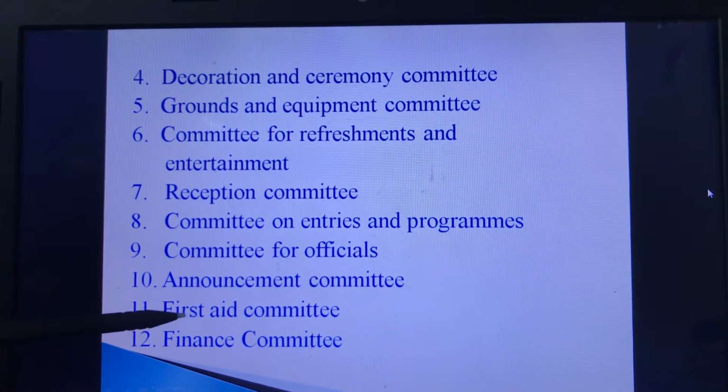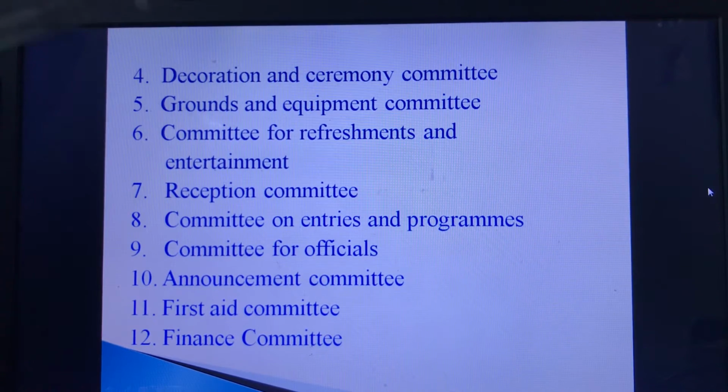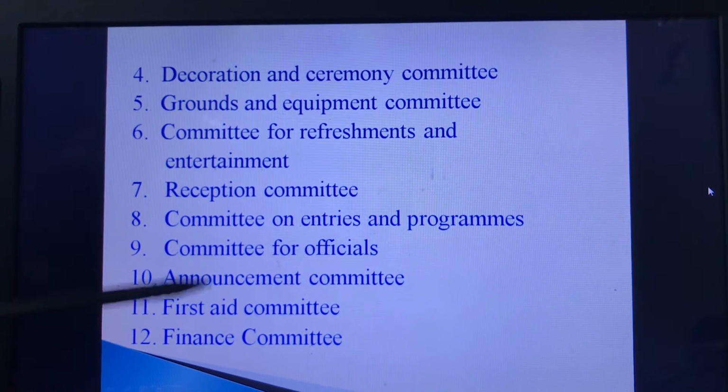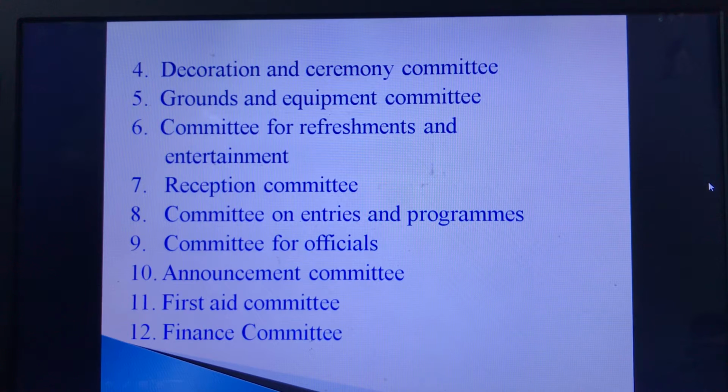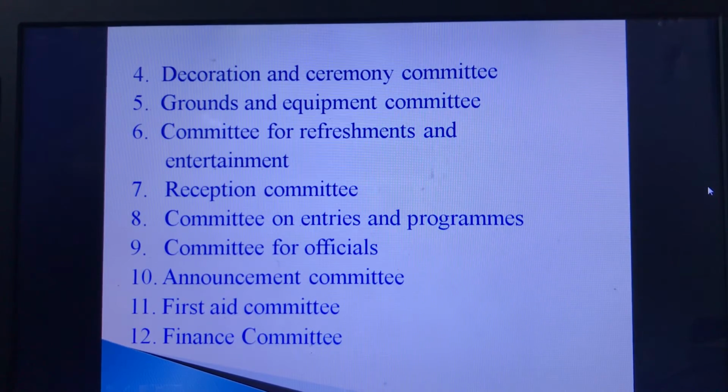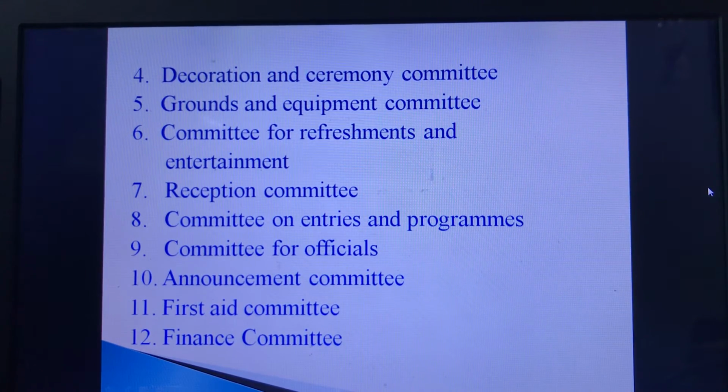And the 11th point is first aid committee. First aid committee, they should have a very well qualified doctor. It is a very important part of this committee, and we can use 1 or 2 nurses. So if anything happens to any athletes, any injury or any accident, they will be taking care of them immediately.